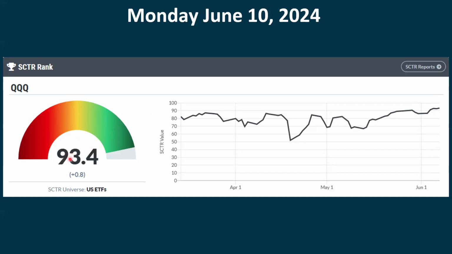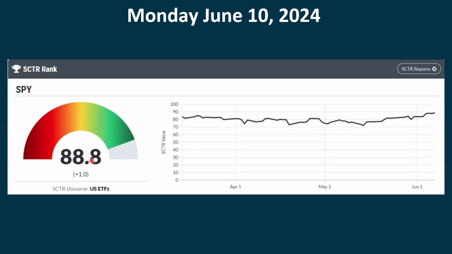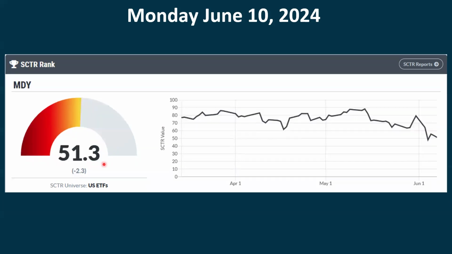When we're into the 90 range, that's typically pretty strong. So from a technical perspective, the NASDAQ 100 is looking pretty solid right now. In second place, not far behind it, in the high 80s at 88.8 is the S&P 500. Then in third place are the mid caps, which had been stronger, but you can see where they're starting to trail off. They're at 51.3.